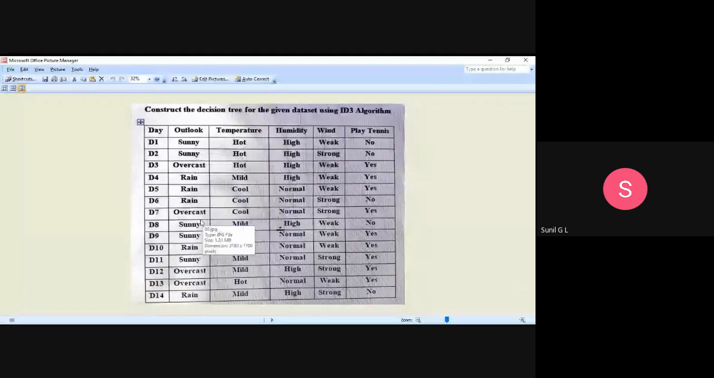How do you calculate the entropy of a particular value? The same thing we calculated just now for the whole data set, entropy of the whole data set, now for particular values. When I calculate the entropy of a particular value for the outlook, the first thing to do is identify how many positives are there and how many negatives are there.